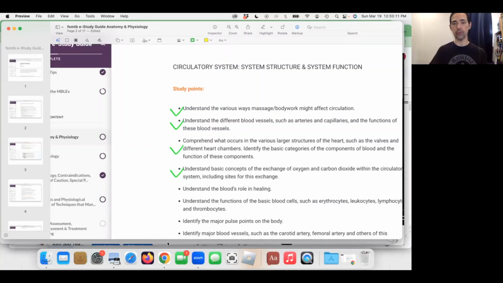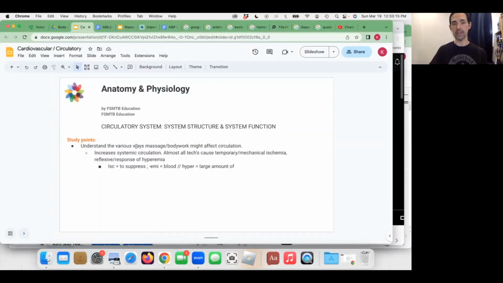We're going to go through 4 or 5 today. Of the study points, the first one is understand the various ways massage or body work might affect circulation. So broadly speaking, the way that massage affects circulation is that it increases systemic circulation. Systemic and local, those are terms that you want to know.